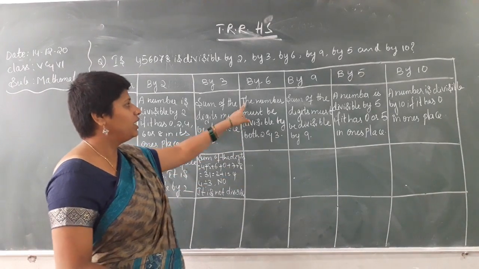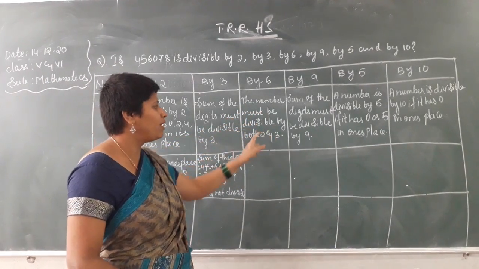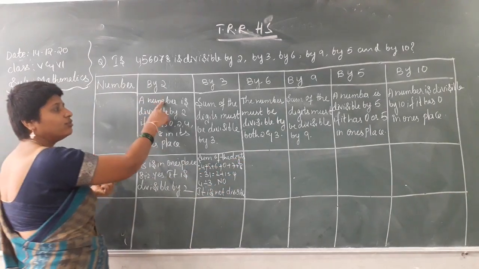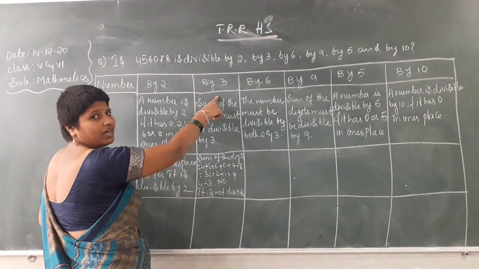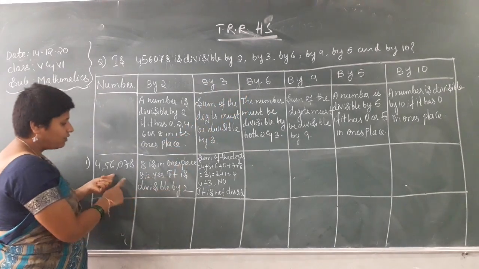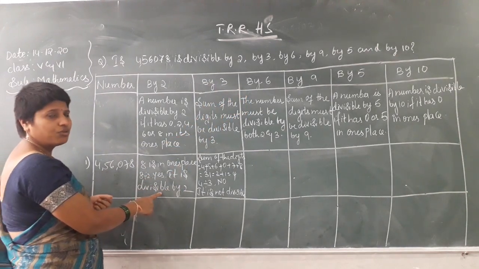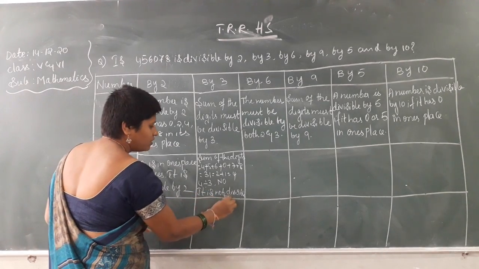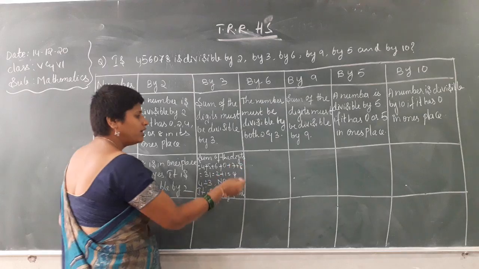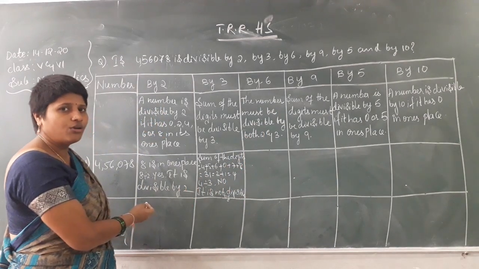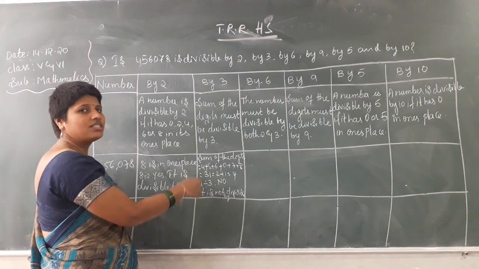Now again go for 6. So what is our rule? The number must be divisible by both 2 and 3. So this number must be divisible by 2 and also it must be divisible by 3. Then only the number is divisible by 6. But here if you see, this number is divisible by 2, whereas it is not divisible by 3. So write down here. No need to go for checking again; already we have written it over here. By seeing these two results, directly you can write.